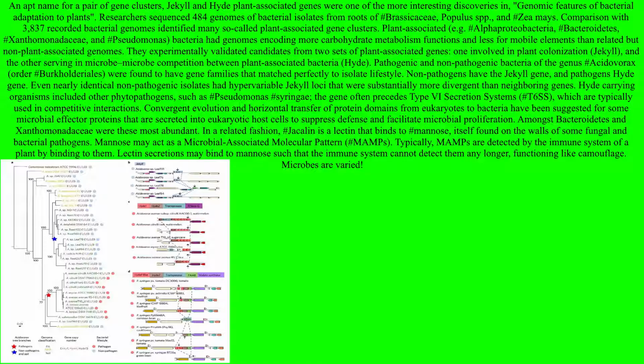Mannose may act as a microbial-associated molecular pattern, or a MAMP, which I've hashtagged. Typically, MAMPs are detected by the immune system of a plant by binding to them. Lectin secretions may bind to mannose such that the immune system cannot detect them any longer, functioning like camouflage. Microbes are varied, and that was the post.